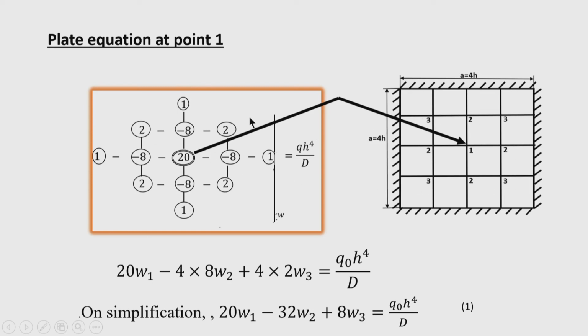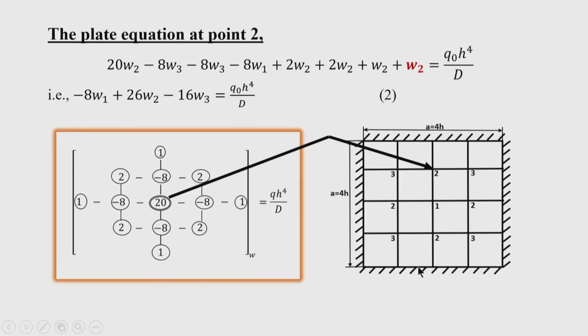and these are the points here with coefficient 2. So, naturally 20 W 1, minus, because of symmetry, these values are equal, deflections are equal, so we can write this as 4 into 2 W 3. Then the minus coefficient is minus 8, so 1 minus 8, 1 minus 8, 1 minus 8, 1 minus 8, where the deflections are equal. So, we write minus 4 into 8 W 2. This is the equation, and the right hand side is q naught h to the power 4 divided by D. After simplification we get this.